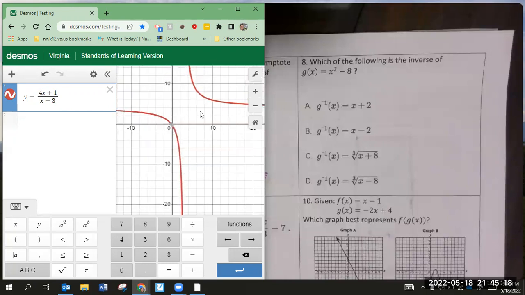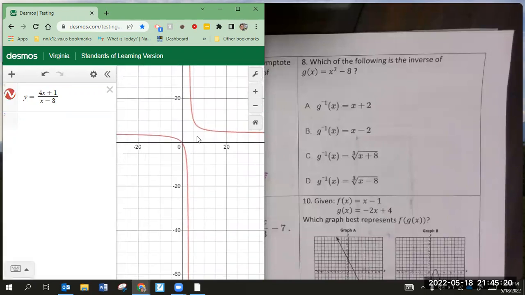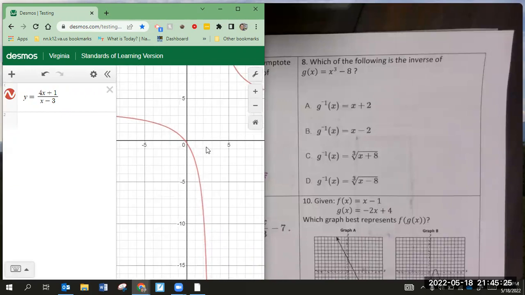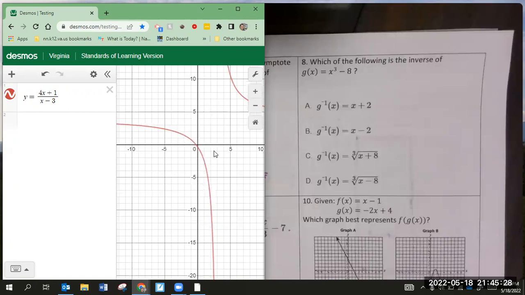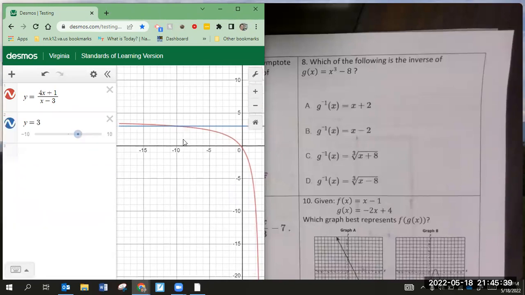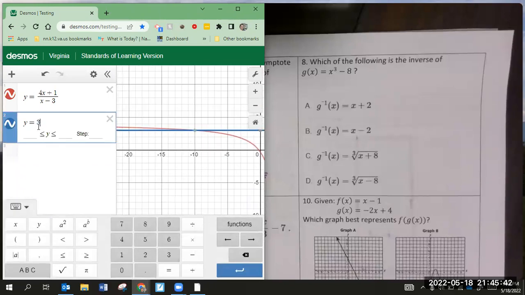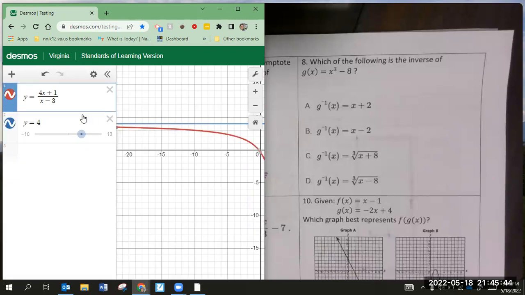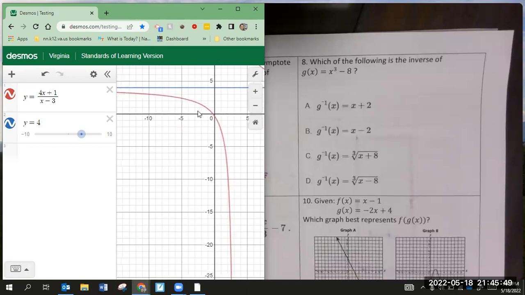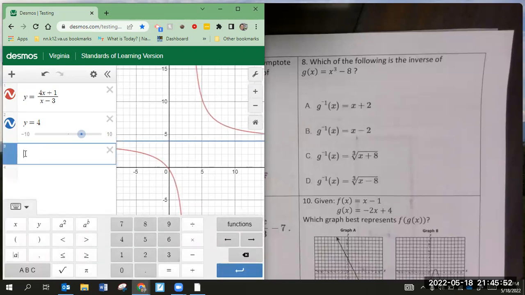Okay, and so what we're looking at here, where would my asymptote be looking like? We could always just type in our answer choices. So if this was multiple choice, we could type in y equals 3. And we could see, not quite, my asymptote's intersecting that line. So what if we pick 4? 4 is looking a little better, right? It's approaching on both sides there. So y equals 4 would be one of my asymptotes.